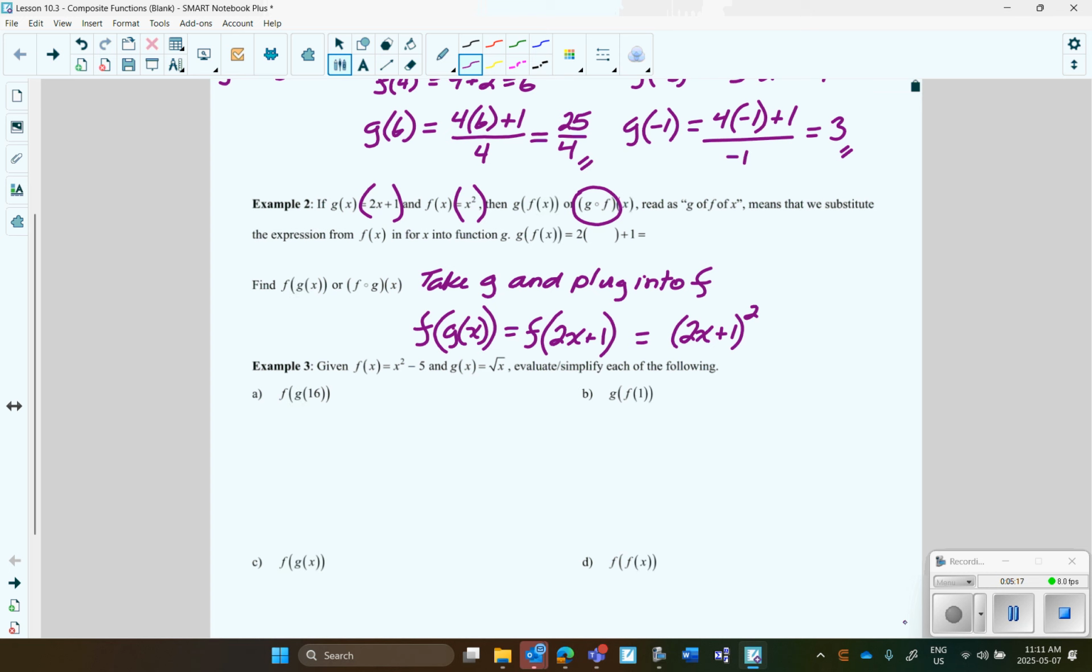And what is 2x plus 1 squared? Well, that's 2x plus 1 times 2x plus 1. That's 4 multiplications. 4x squared plus 2x plus 2x plus 1, which simplifies further to 4x squared plus 4x plus 1. Right?